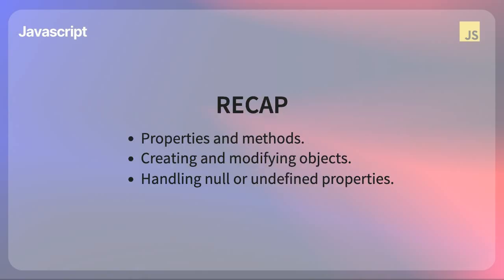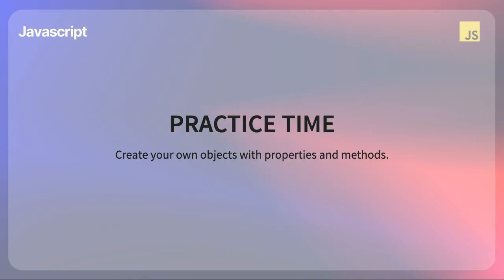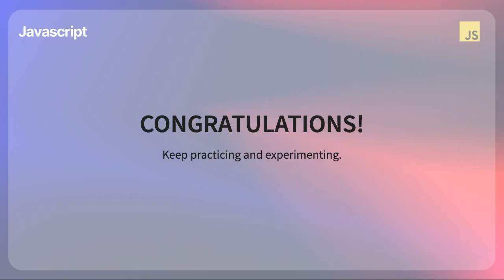Let's recap what we've learned so far. We covered key concepts, creating and modifying objects, and handling common mistakes. Now that you've learned the basics of JavaScript objects, it's time to practice. Try creating your own objects with properties and methods.